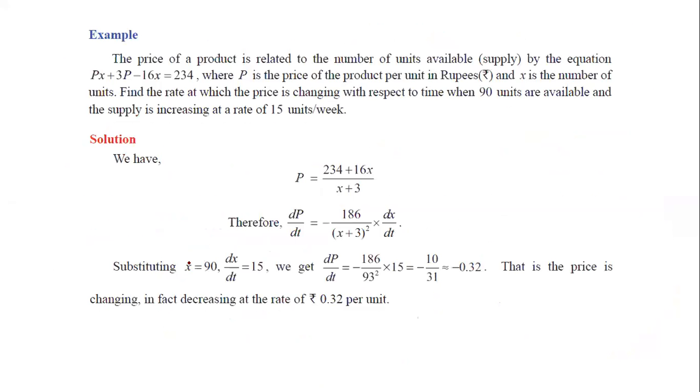Next example is: the price of the product is related to the number of units available by the equation px plus 3p minus 16x.